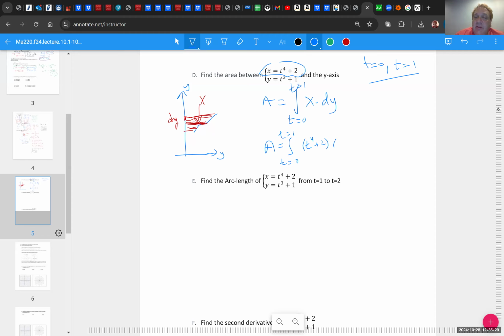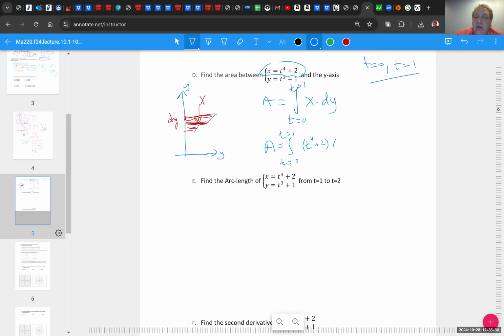And I can find dy just by doing a little derivative over here. I know y is equal to t cubed plus 1. So dy dt is equal to 3t squared, or dy is equal to 3t squared dt. So instead of dy, I'm going to put my 3t squared dt. And that's my integral that represents the area between the equation and the y-axis from t equals 0 to t equals 1. And now we just do our normal calculus formulas.